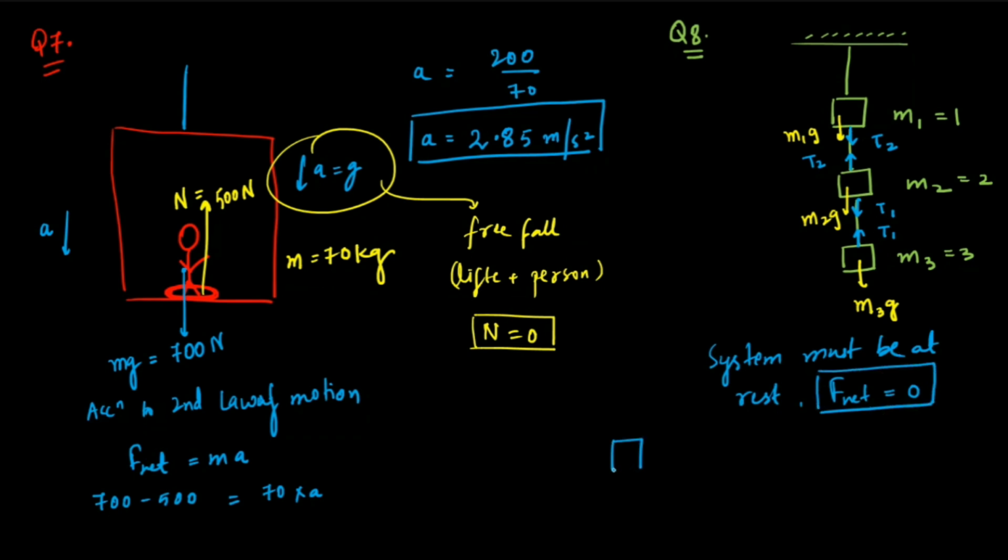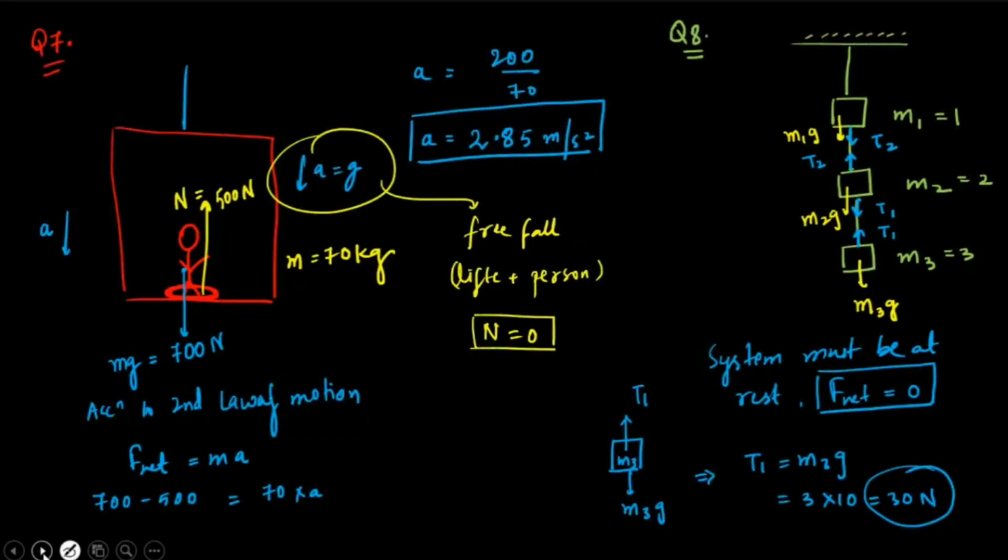Now let us consider M3. M3 is experiencing tension in the upward direction and mg in the downward direction. So this implies T1 must be equal to M3 g. M3 is 3 kg, g is 10, so this must be 30 newtons. So the tension between M2 and M3 is going to be 30 newtons.